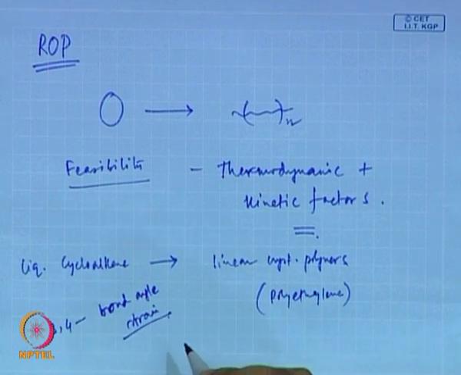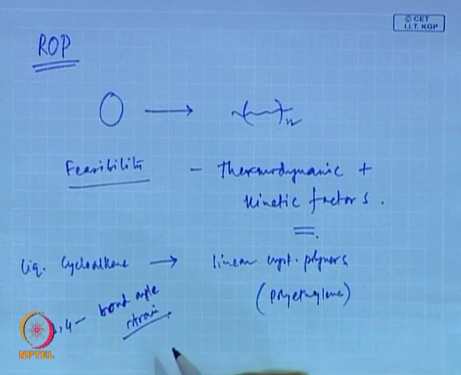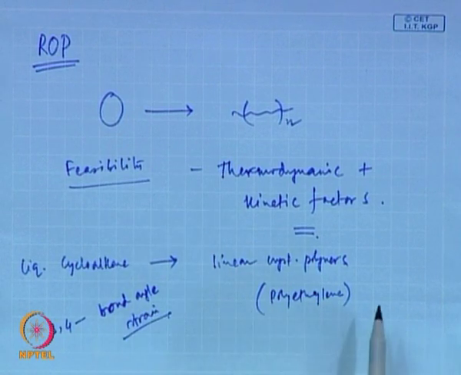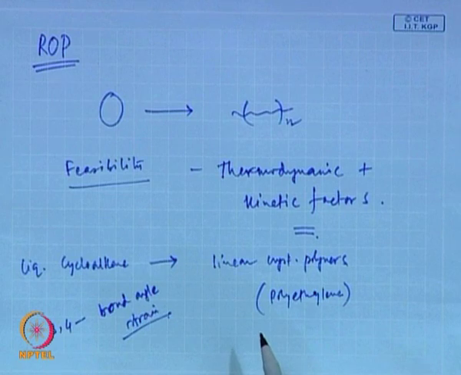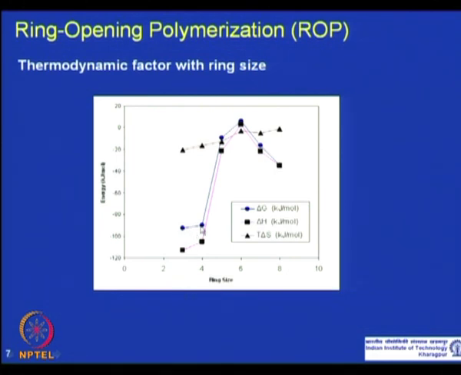Whereas 5 member rings are strained due to eclipsed conformation, and 7, 8 member rings also have strain because of transannular conformations. Now, if you look at these numbers, the enthalpy change on polymerization from a 3 member cyclic ring to a linear polymer is highly negative.